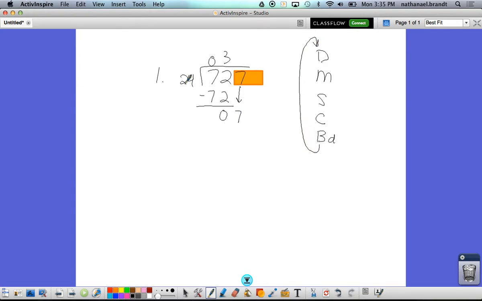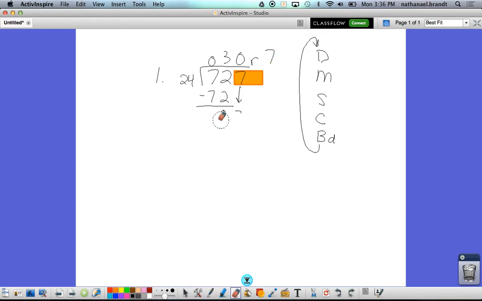7 divided by 24. I can't get any groups of 24 from 7. So I put a 0 up at the top, multiply. 0 times 24 is 0. Subtract, 7 minus 0 is 7. Compare, this has to be less than the divisor. 7 is less than 24. There's nothing more to bring down, so my remainder for that problem is 7.